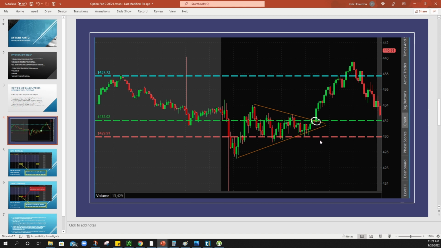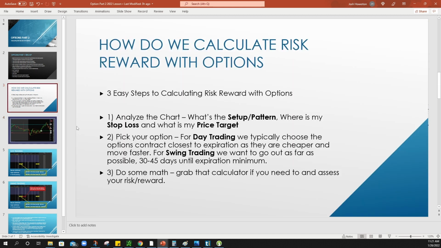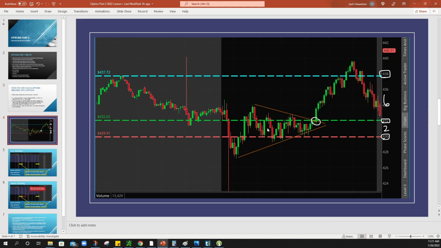So again, you have everything you need. You have your entry, 432. You have your target, 438. You have your stop loss, 430. That is $2 a share to the downside. That is $6 a share to the upside. You've analyzed that chart. You know the pattern. You know your entry. You know your stop loss. You know your target. You know it's a great risk to reward. You're going to risk $2 to make $6.